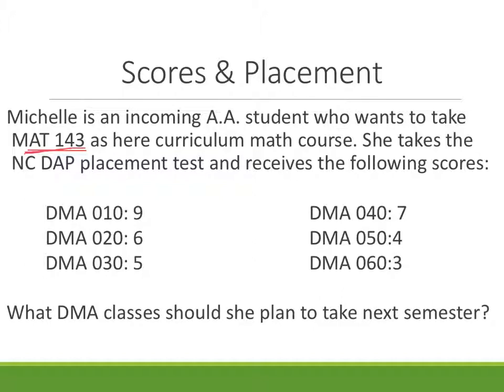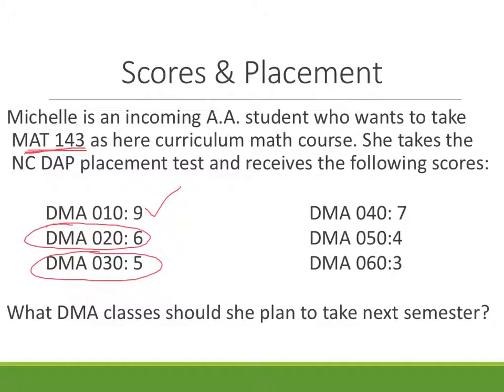Okay. Remember, I said if you scored a 7 or higher, you've showed that you have the prerequisite knowledge to pass out of that DMA course, so you won't have to take that class. So in DMA 10, Michelle scored a 9. That's over 7, so she's proficient in that module. She's not going to have to take that class. DMA 20, she scored a 6, so she will have to take DMA 20 based on this placement test.